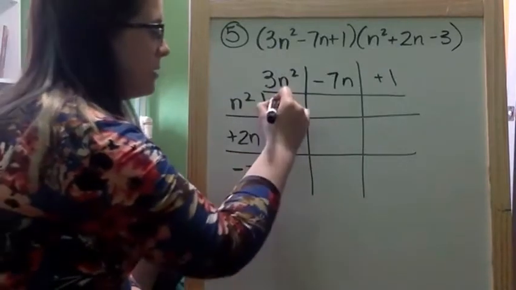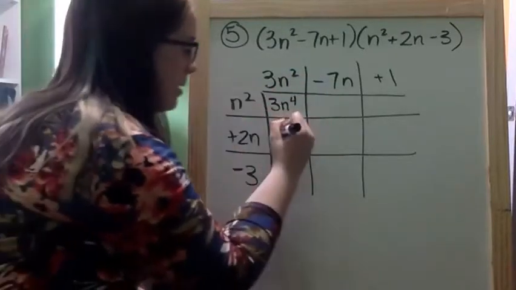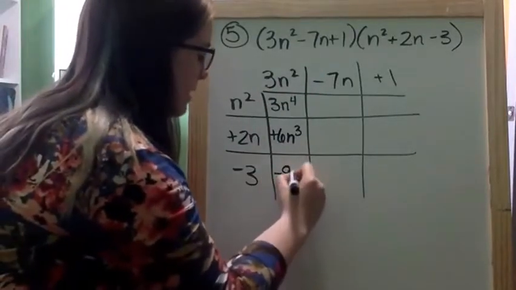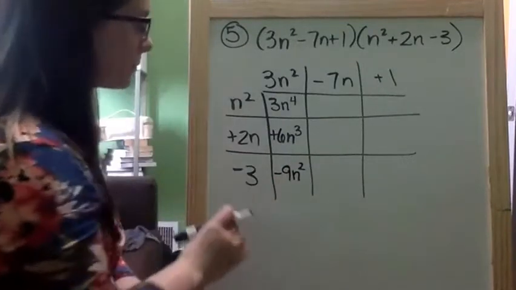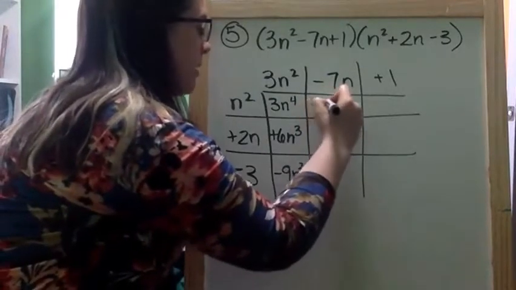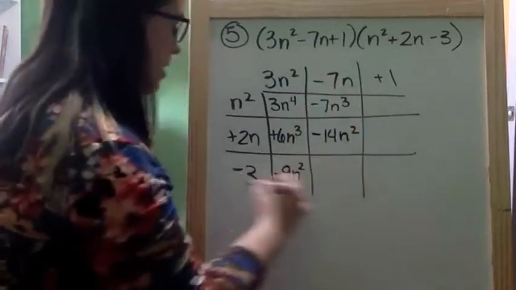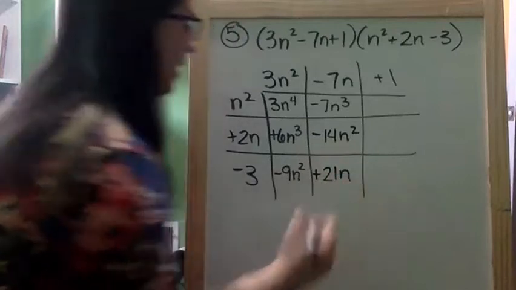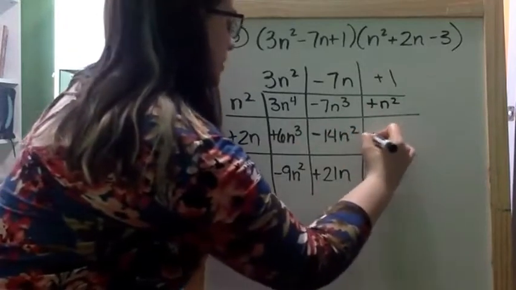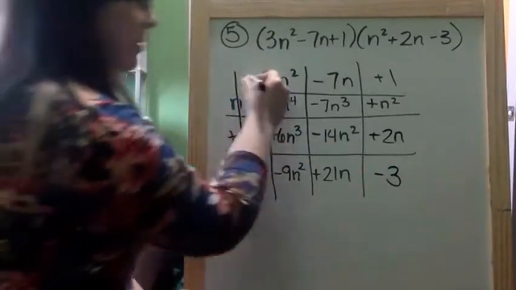3n squared times n squared would give me 3n to the 4th. 3n squared times 2n would give me positive 6n to the 3rd. 3n squared times negative 3 would give me negative 9n squared. And then going into my negative 7n, I would have here negative 7n to the 3rd, negative 14n squared, and plus 21n. And then finally, plus n squared, plus 2n, and minus 3. So done with those outsides.